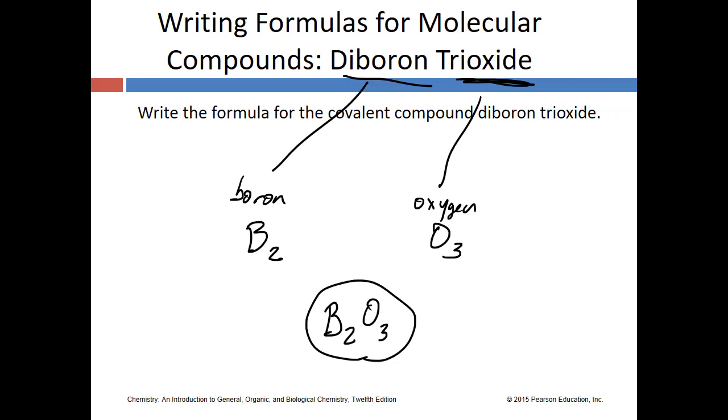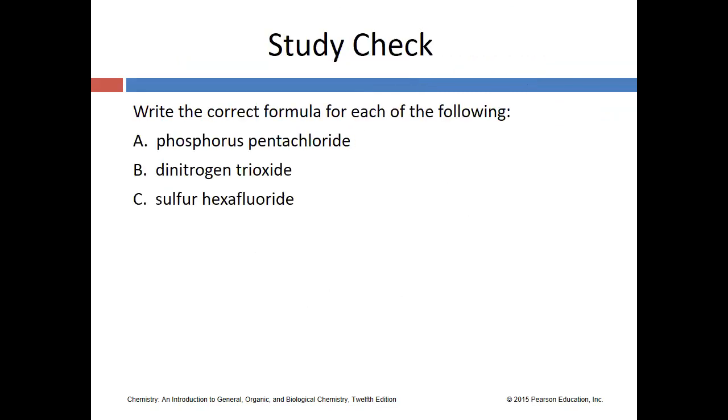And so it doesn't matter if I'm going one direction versus the other. I should be able to very quickly tell from the name what the formula is. That's the real nice thing about molecular compounds. All right, quickly. 90 seconds. Give me the 3 formulas for these 3 compounds.